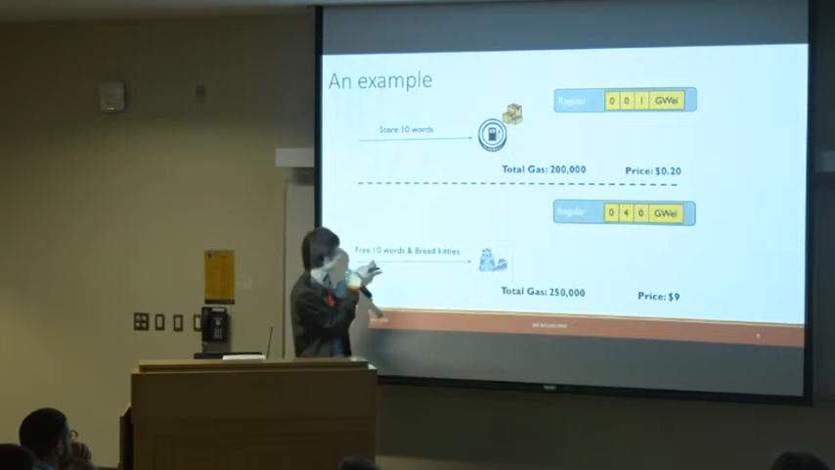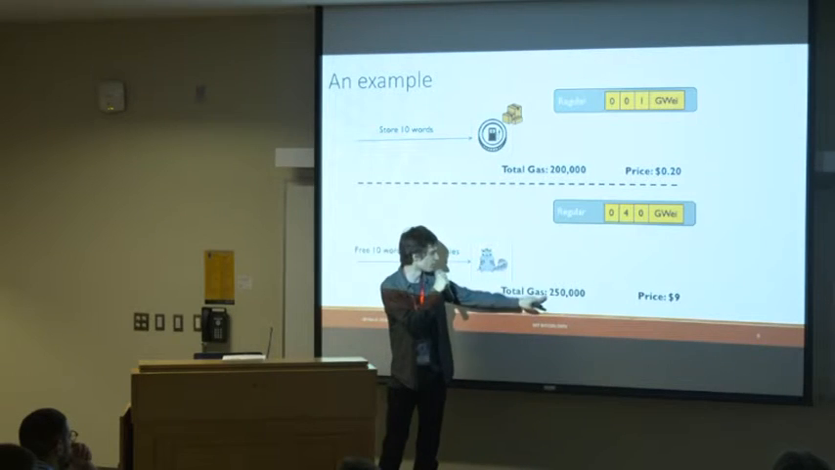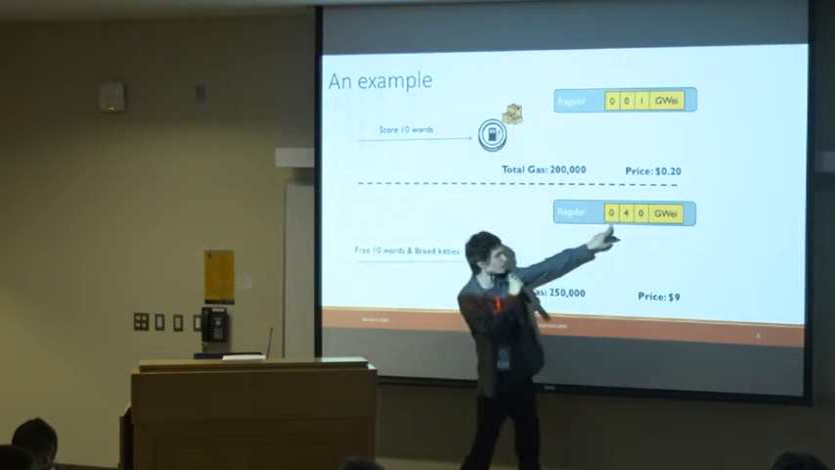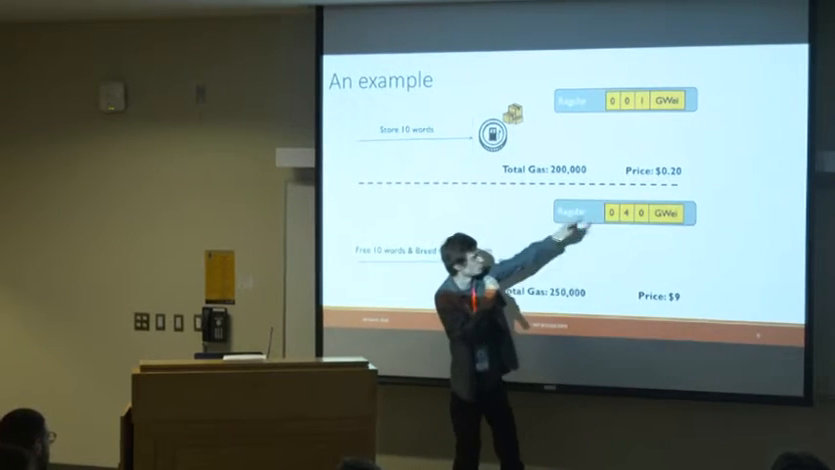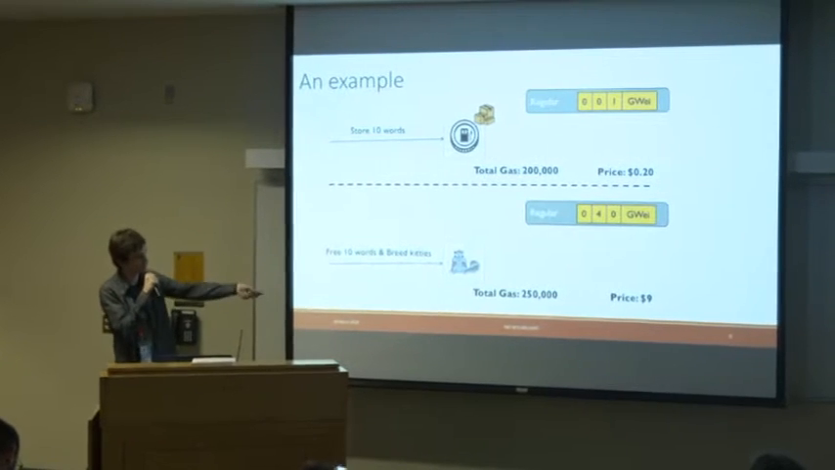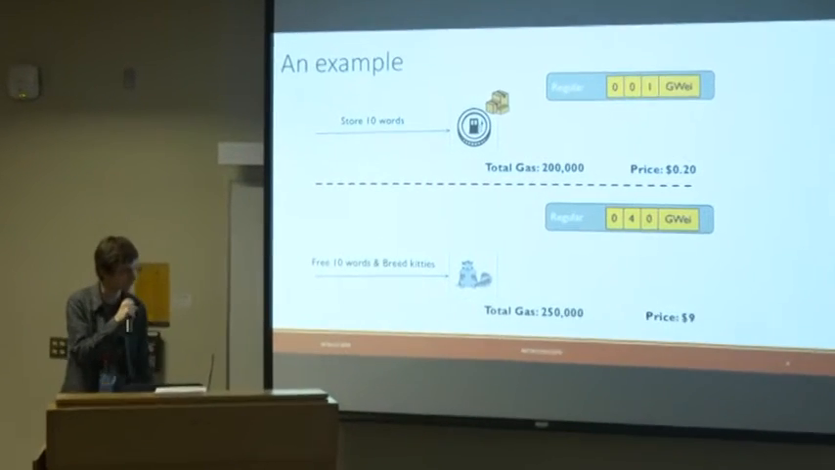And then you get this refund of 125,000 gas, half of this transaction, but you get it at this higher 40 gwei gas price instead of at the 1 gwei that you bought it at. So really the value that you're saving on this transaction is $9 for the original expenditure of 20 cents.